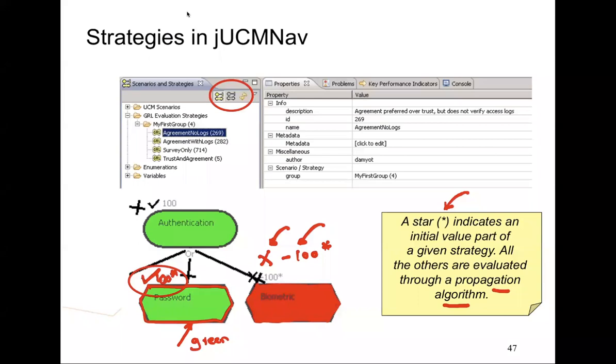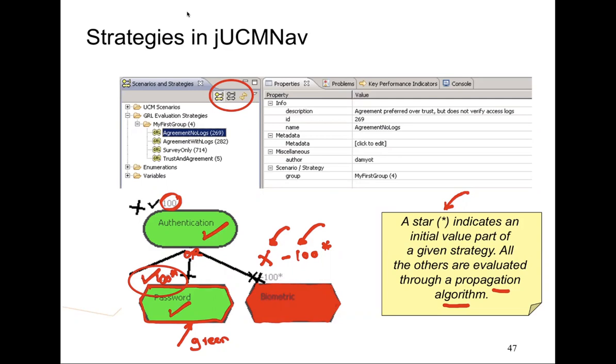Find a satisfaction factor for the actor, and then make a decision whether the solution is actually the optimum one or not. Now we have an OR decomposition, which I'm going to show you later. An OR decomposition takes the max of the two numbers. So we have 100 and negative 100, so the max is 100. If you guarantee that the password is satisfied, then the authentication is also satisfied with 100% satisfaction.